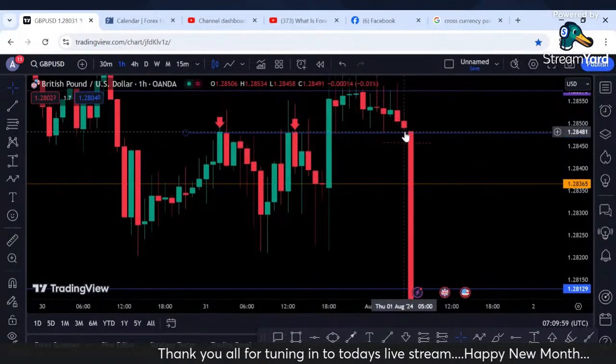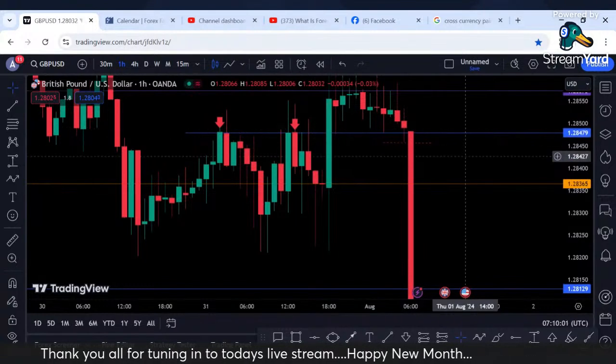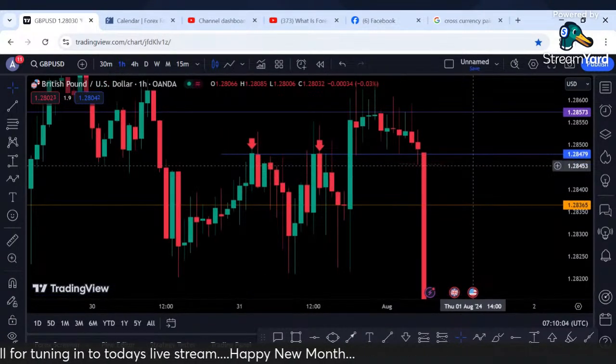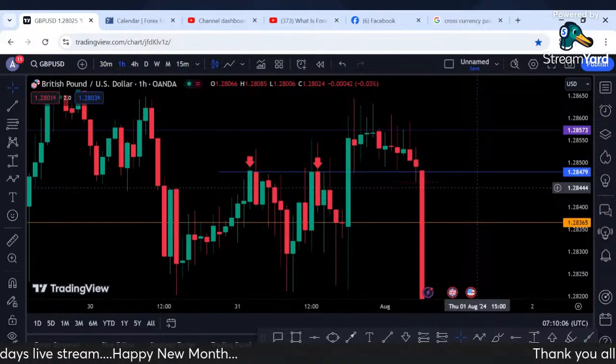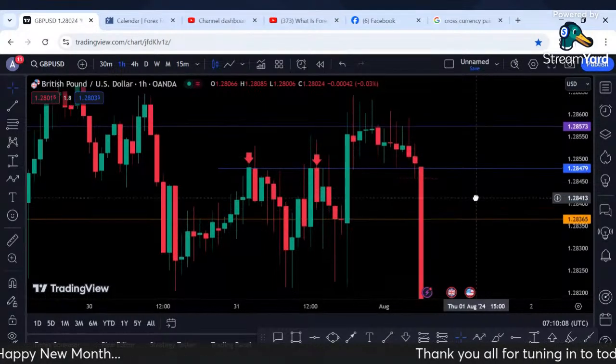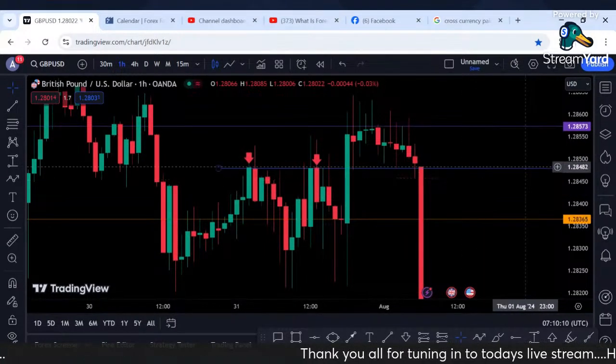I was thinking this candle will close beneath this one. I don't want to be taking an entry where I'll be in drawdown for long.